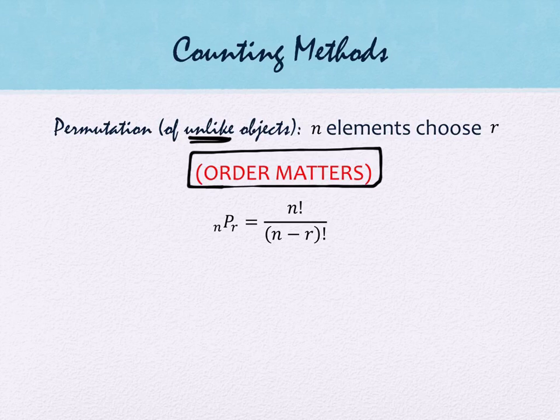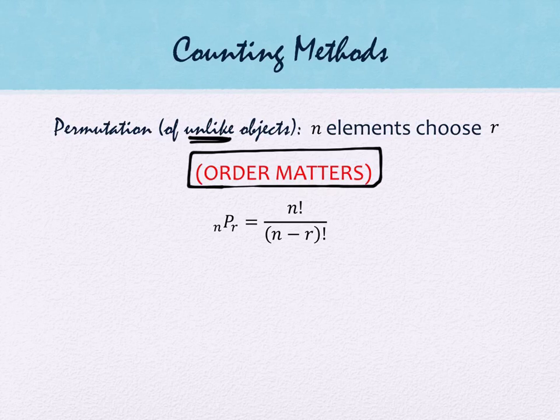If you are running a race where there's a first place, a second place, and a third place prize, medals, ribbons, I don't care what they are, does the order matter? Of course, right? You get the gold medal, you get the bronze medal. That's different. You're in the Olympics. They play your national anthem or they don't, right? It's different. Order matters. Okay?